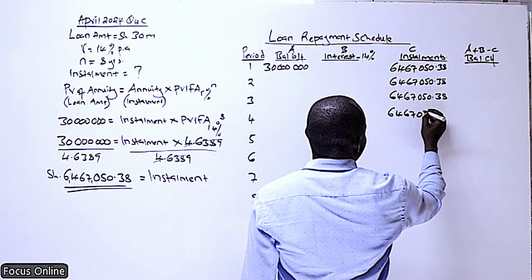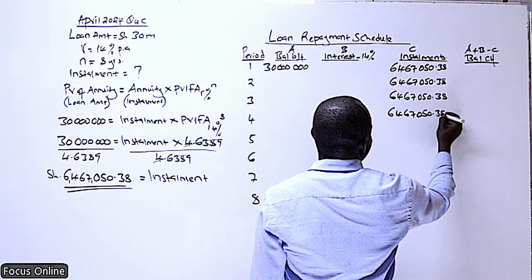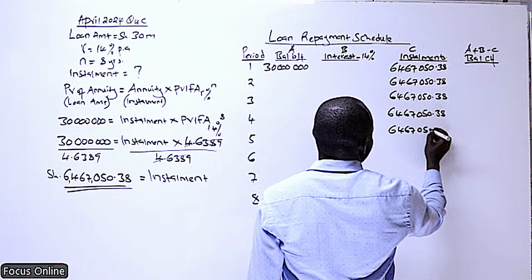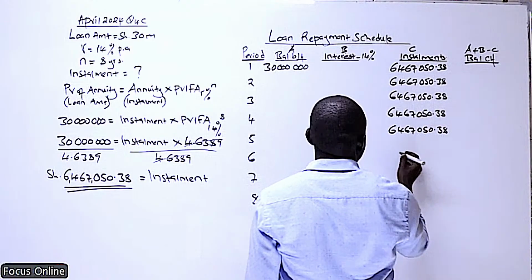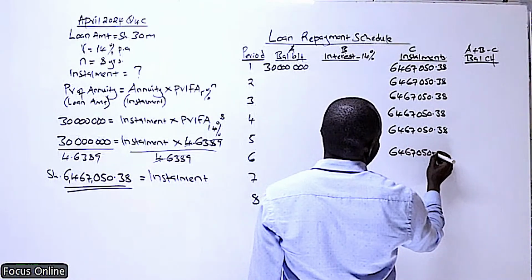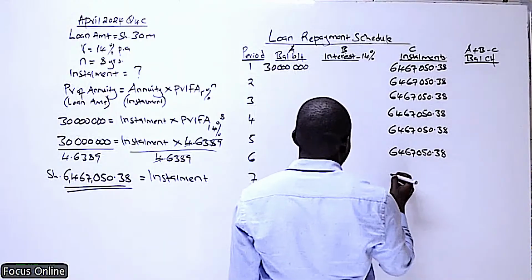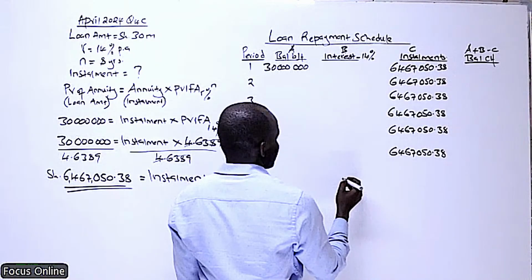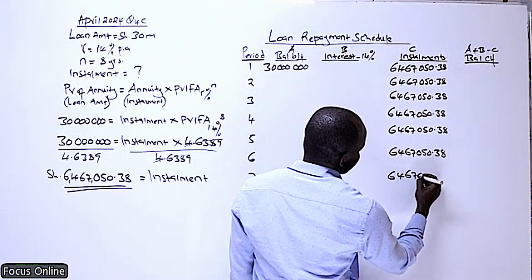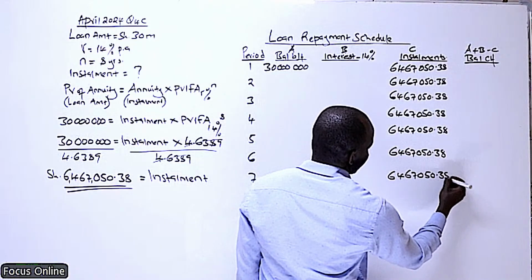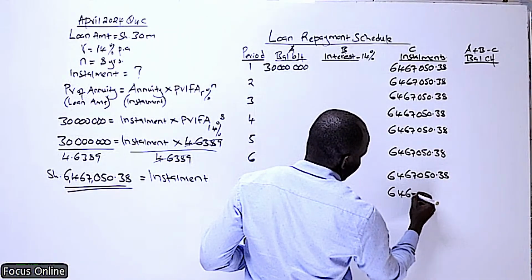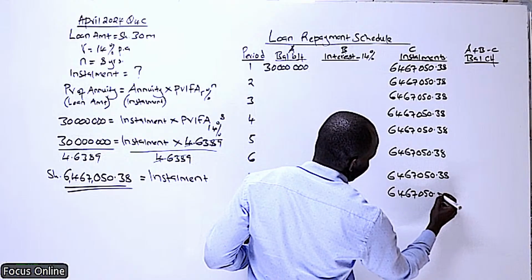6,467,050.38, 6,467,050.38, 6,467,050.38. That's the sixth installment. 6,467,050.38. And the last one, 6,467,050.38.